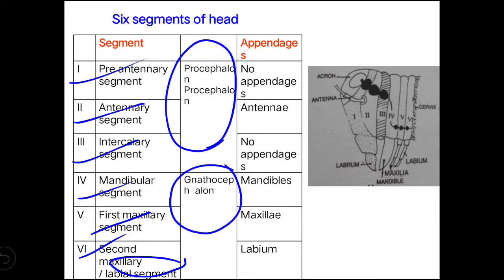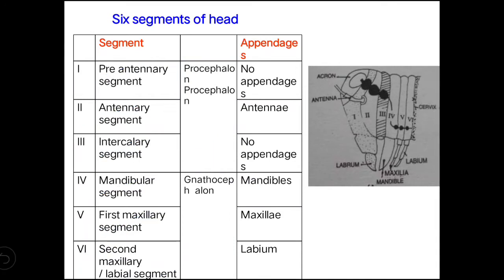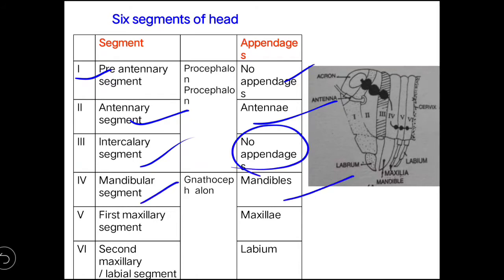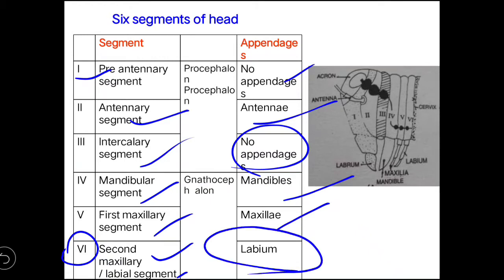So now we will see which appendages these segments contain. First is pre-antennary segment, it consists of no appendages. Next one is antennary, it contains antenna. Intercalary, no appendages are there. Then mandibular means mandible will be there. Maxillary means maxilla is there. The sixth one, you can remember as second maxillary, or if you want to remember as labial segment, then also you can remember it. And the labial segment consists of labium.